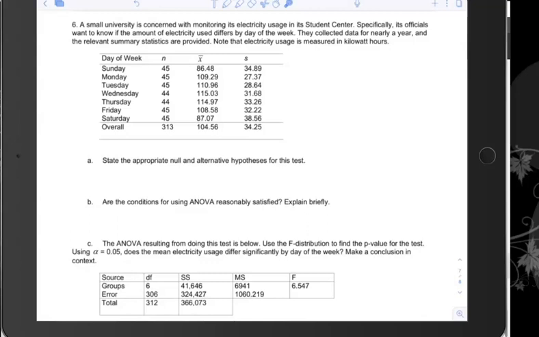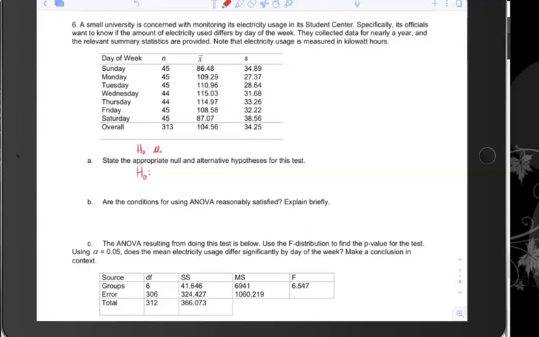Okay, so state the appropriate null and alternative hypotheses for this test. Notice that we've got 1, 2, 3, 4, 5, 6, 7 groups. So when we're writing our null and alternative hypotheses, you could do mu1 equals mu2 equals mu3 equals mu4. You could do it like that. You could also do it with letters.